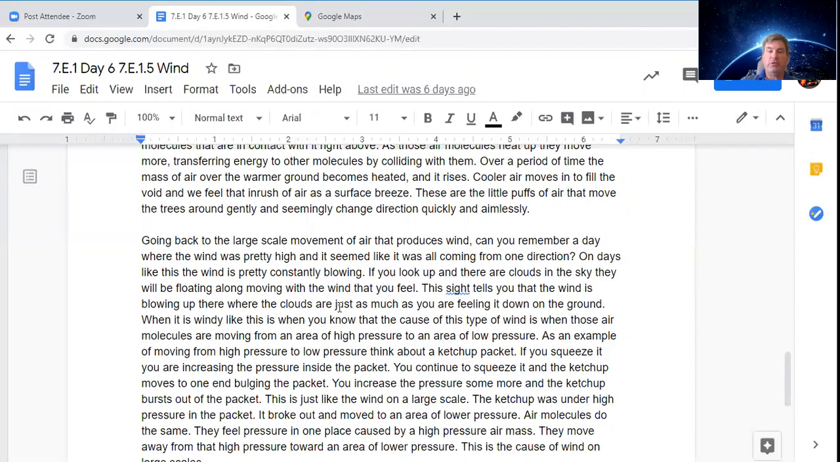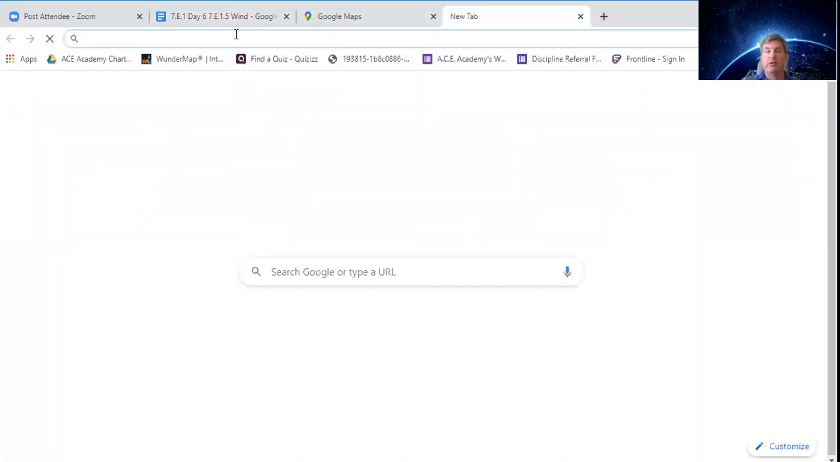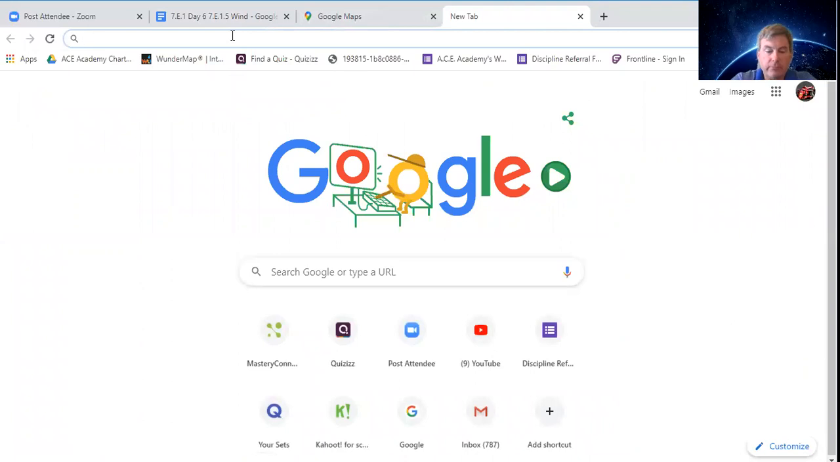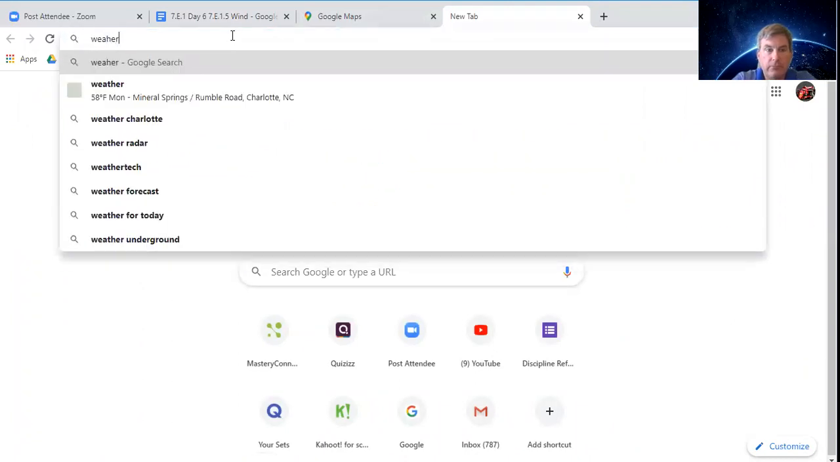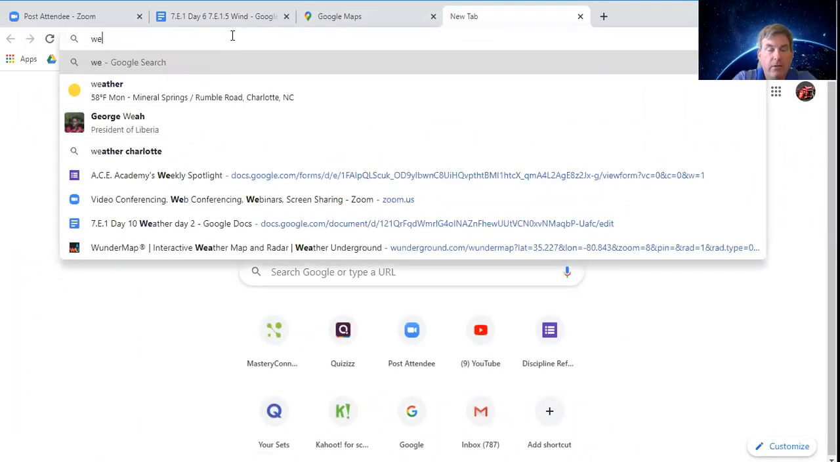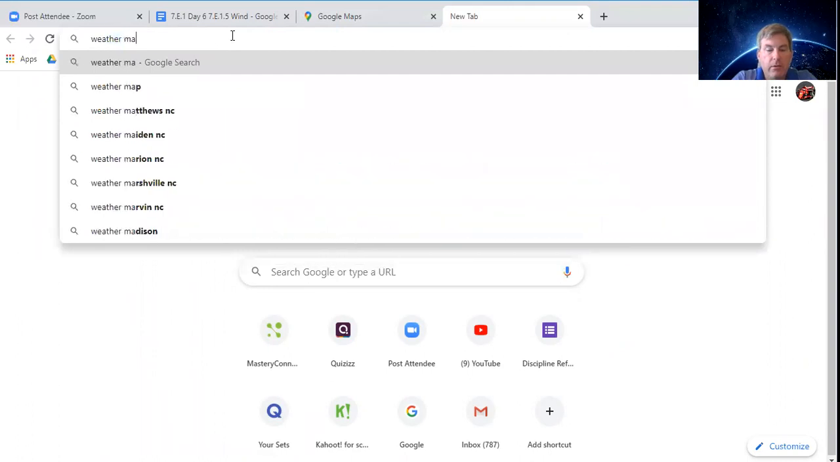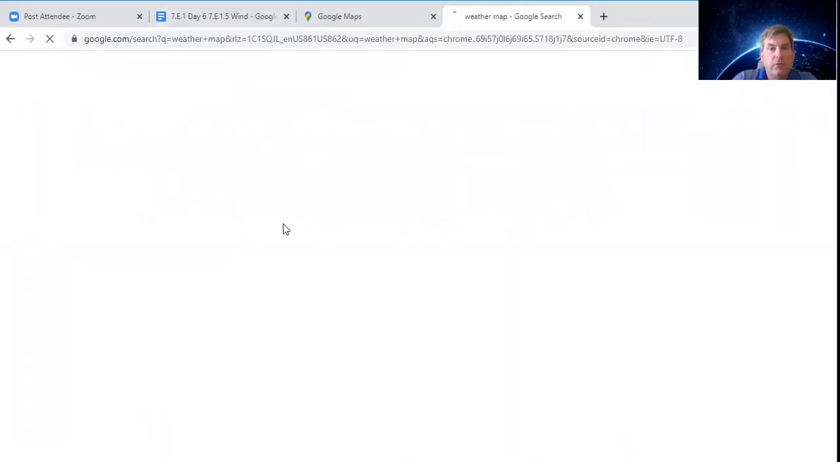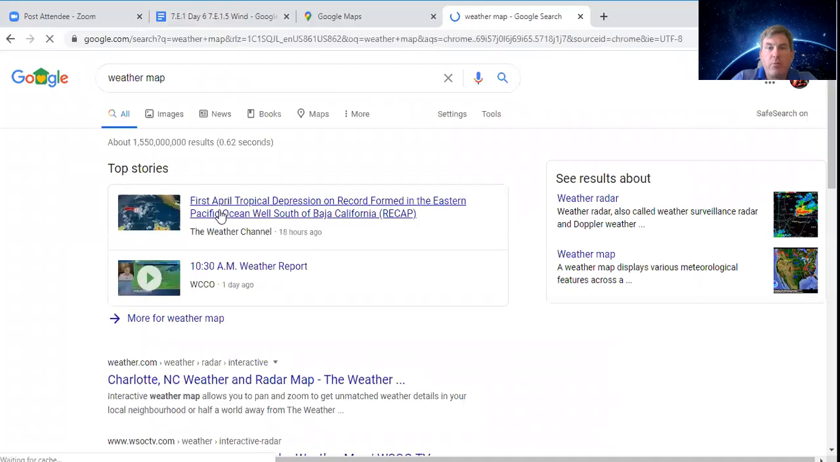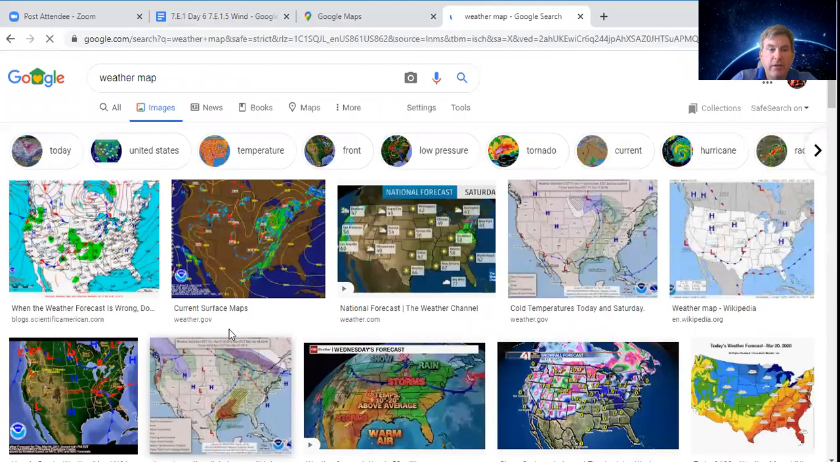When it is windy like this, you know that the cause of this type of wind is those air molecules moving from an area of high pressure to an area of low pressure. So again, jump over here. So we look at a weather map. If you guys ever watch the weather on TV, the maps will have things on them that look like this.